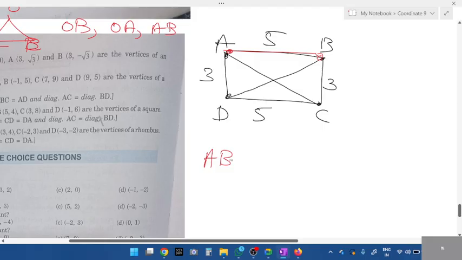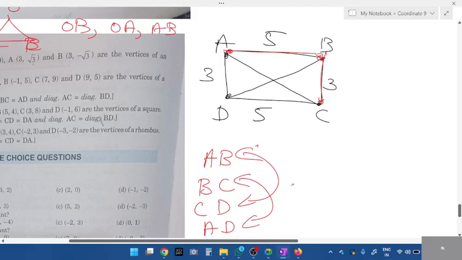Tell me, distance between AB. Next, distance between BC. Then CD and AD. Once you get the distance, you have to cross check. Check these two. If both are equal, it is a rectangle, students.